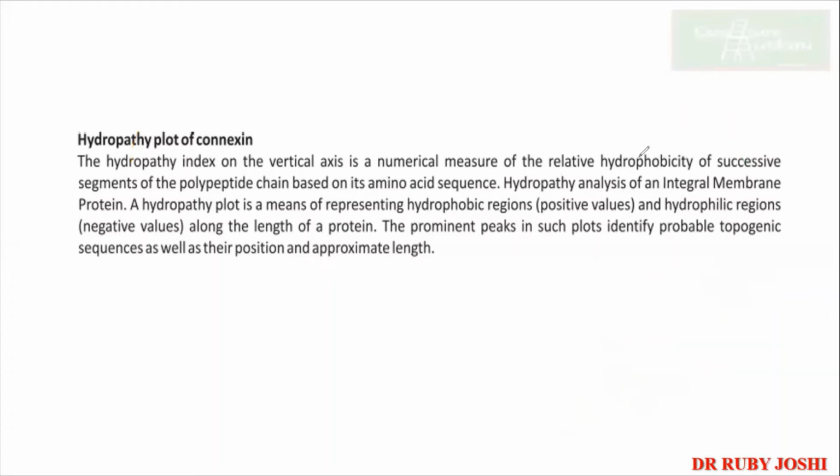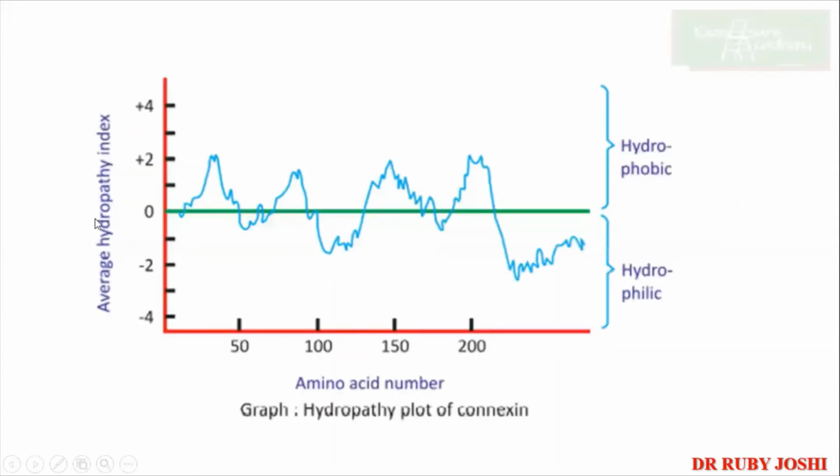Now let's come back to the hydropathy plot. Only the amino acid sequence will tell you how many hydrophobic amino acid residues are present. That gives you an idea of how much non-ionic detergent you will need to use, or whether you need it at all. Let's see the plot. This is just one example, and during the interview we give such a plot and ask how much portion is hydrophobic and how much is hydrophilic. So look at the graph properly.